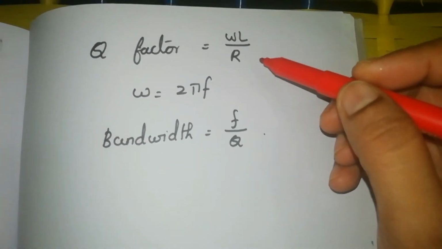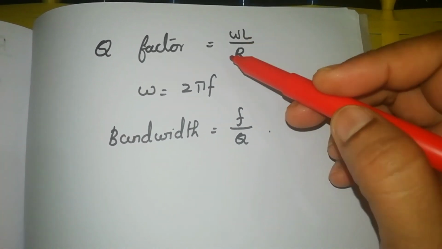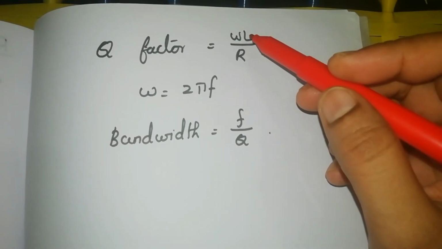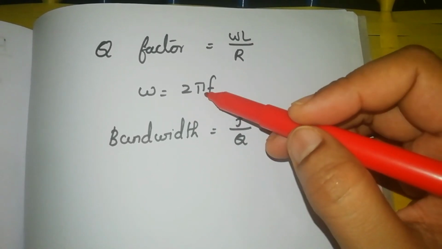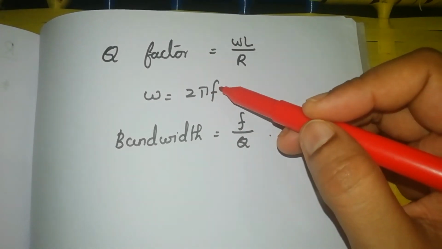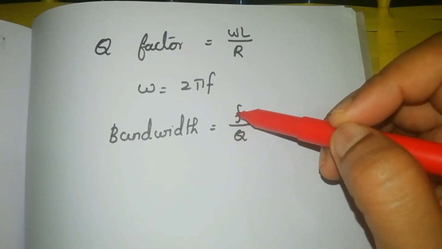Other important equation under this topic is Q factor, that is equal to omega L divided by R. Here omega is the angular frequency, that is equal to 2 pi f, and bandwidth, that is equal to f by Q.